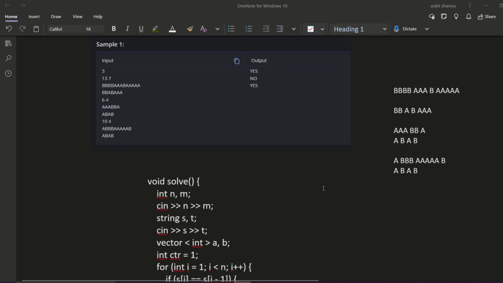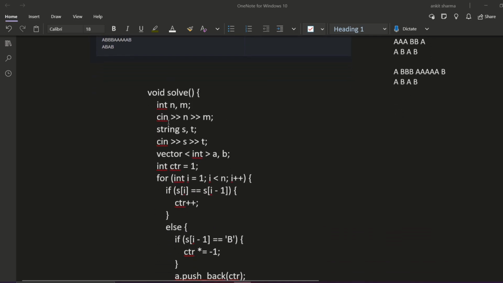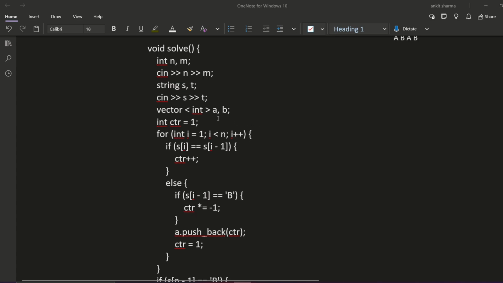So let's try to understand with code. First, taking N and M as input, S and T as input, maintaining A and B.